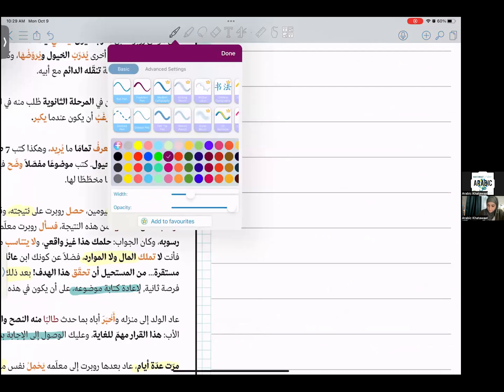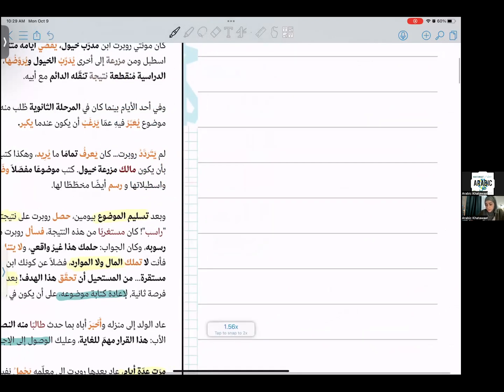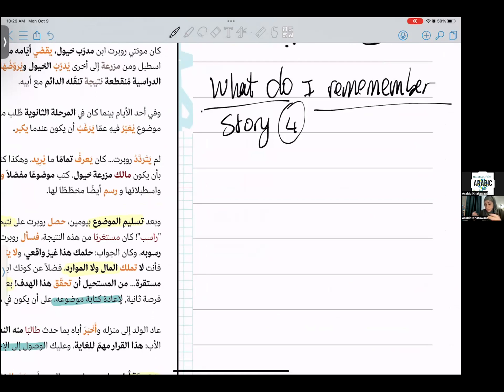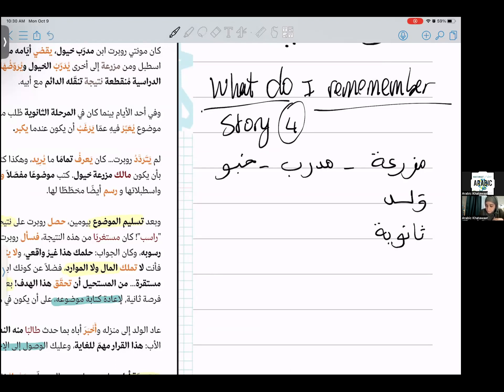So you can go over here and retrieval pattern. What do I remember? Always ask yourself, what do I remember? Anything that occurs to you when you think of story 4, what do you remember? I personally remember مزرعة, ولد, ثانوية. It doesn't have to be in order. Any word that occurs to you when you think of story 4 أو القصة الرابعة. مدرب, خيول, حلم.